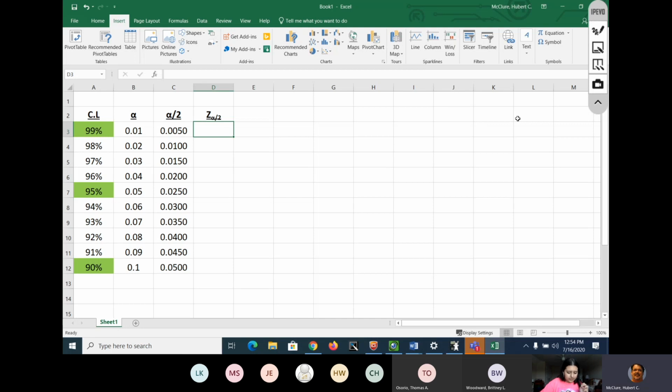I got, oh wait, it's not positive. Just give it to me, the absolute value. What is it? 3 digits. 2.576. Okay, make sure everybody gets that. All right, do the next one. 0.0100. 2.326. All right, now I want everybody to take a minute and fill that out.